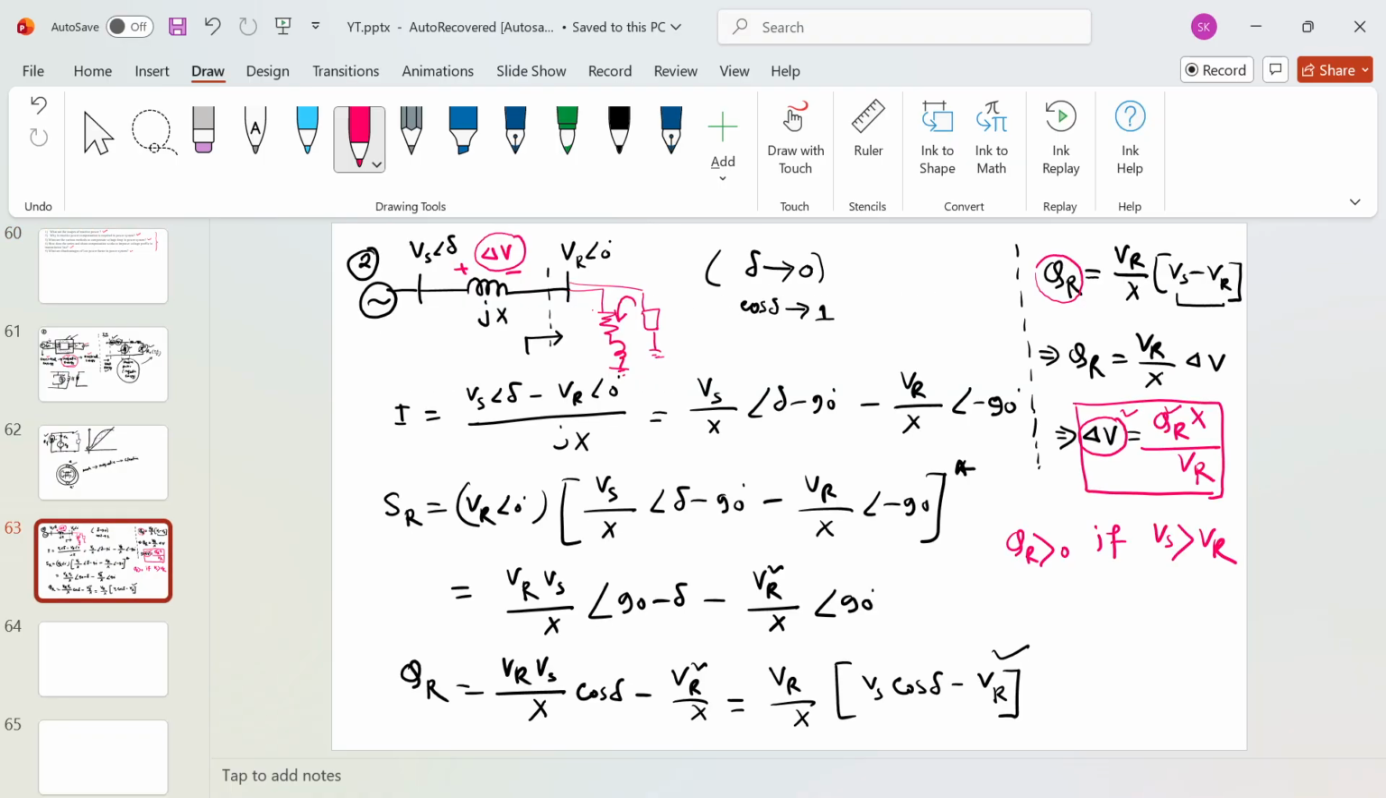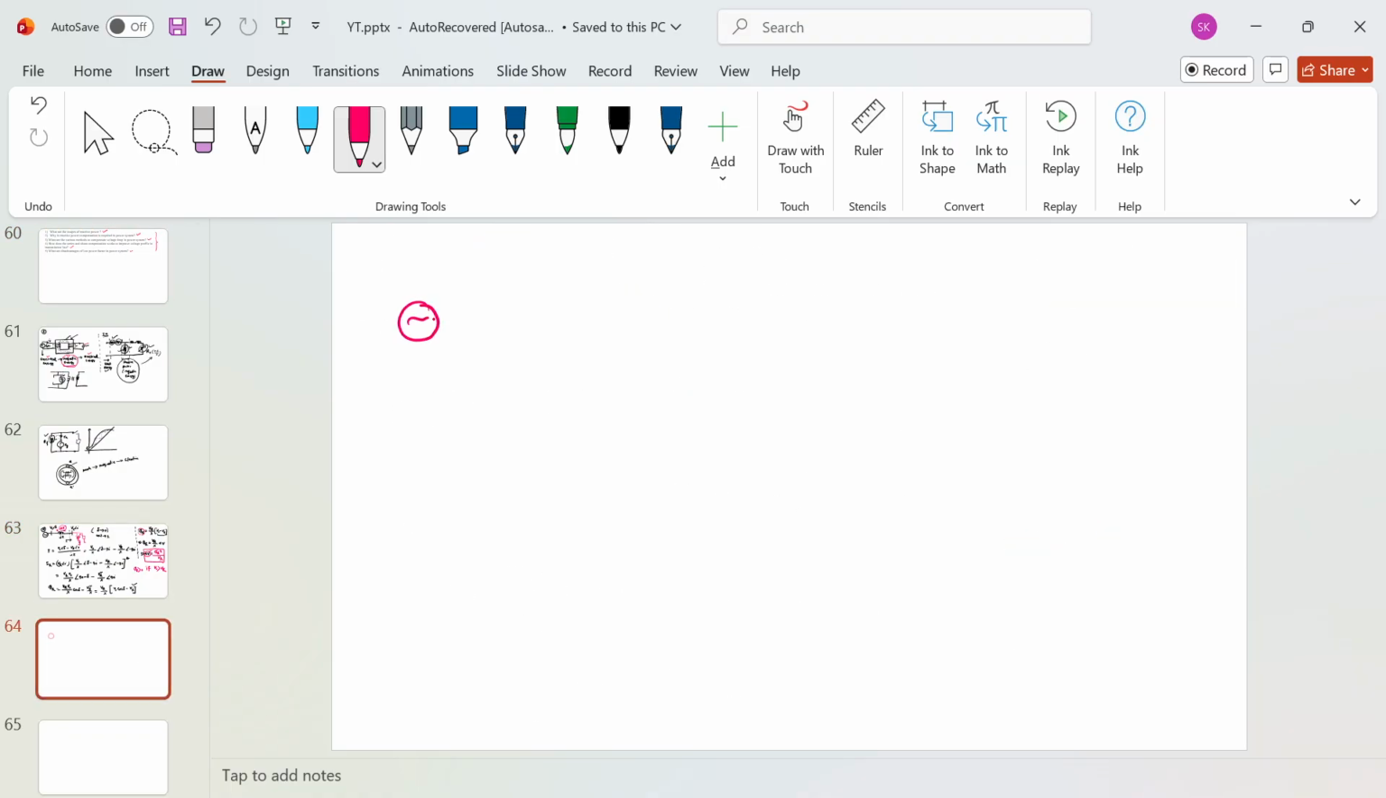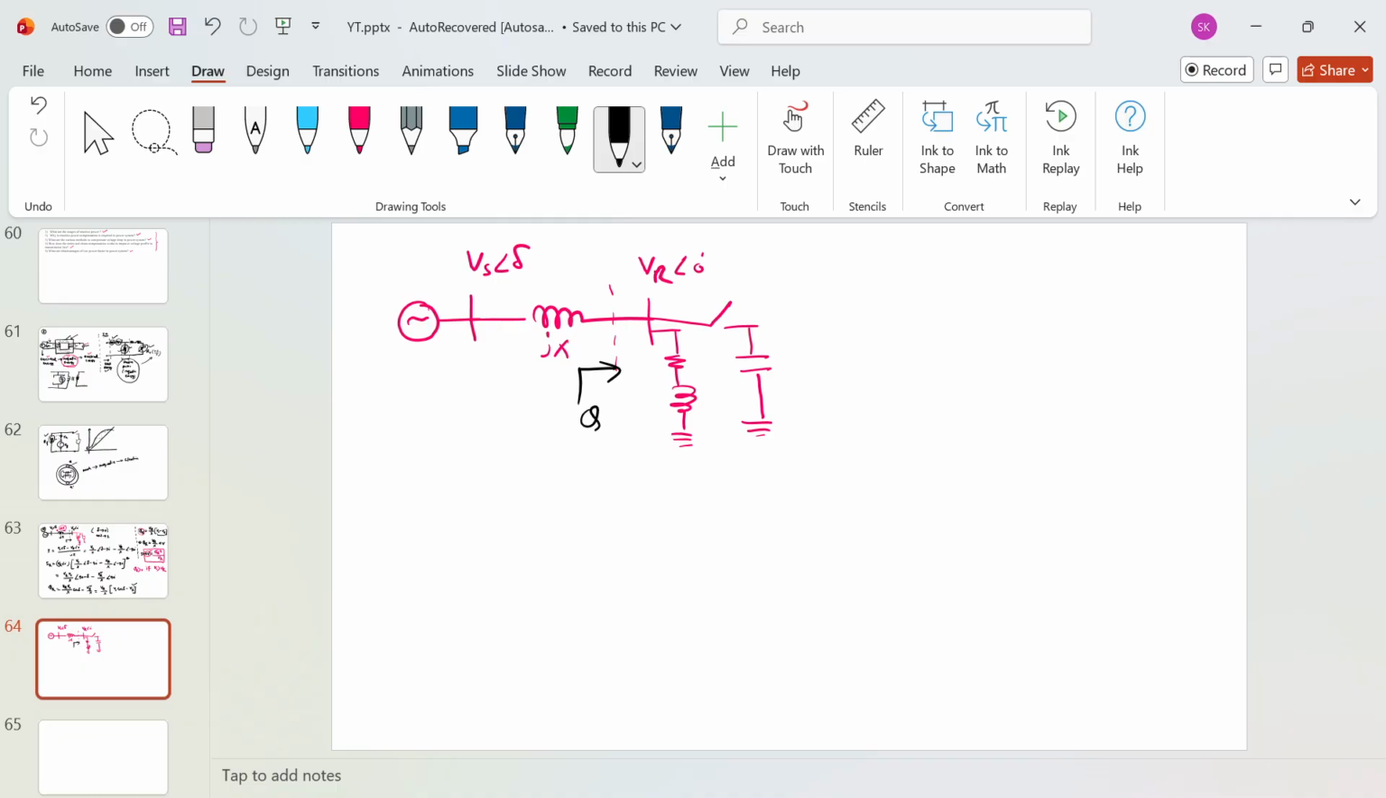Because if you don't provide any kind of compensation, let's say you have Vs at an angle delta, jX, Vr at an angle 0, and you have some amount of heavily inductive load. If you don't connect any local capacitors, then what will happen? The receiving end reactive power will directly come from the source side, and the voltage drop here will be huge, and you will have poor voltage regulation. So that is not a good scenario.